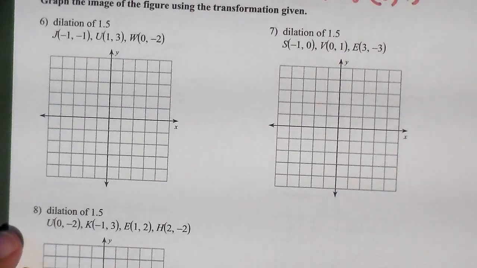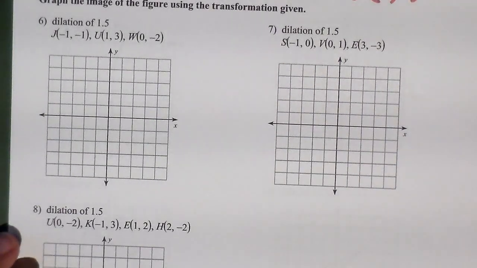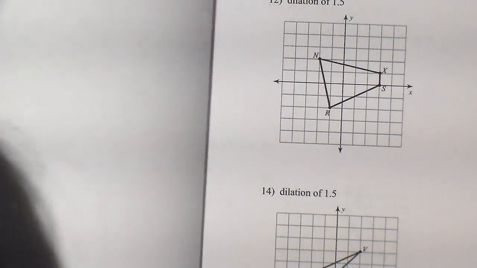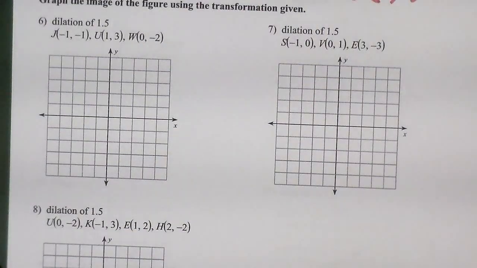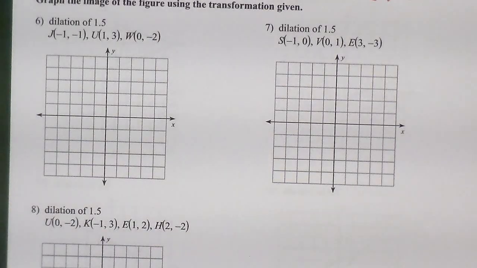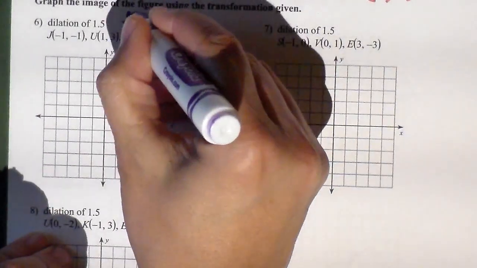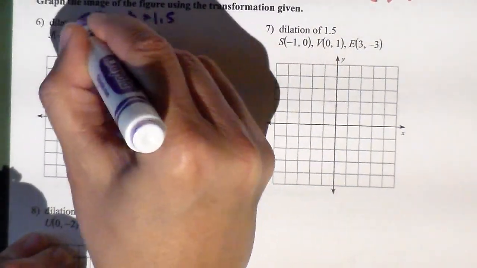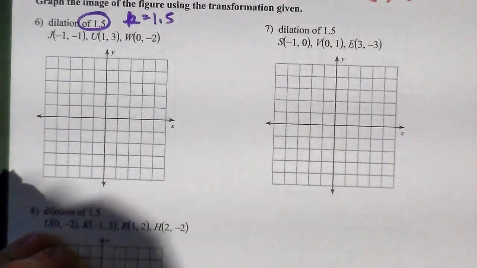So let's actually look at a dilation here. We'll look at two different dilations. We're going to look at number 6 here, which will be an enlargement. Why is it an enlargement? Because the scale factor is larger than 1. So let's do an enlargement here. K is equal to 1.5. You can see that right there. They tell you that's your scale factor, okay?